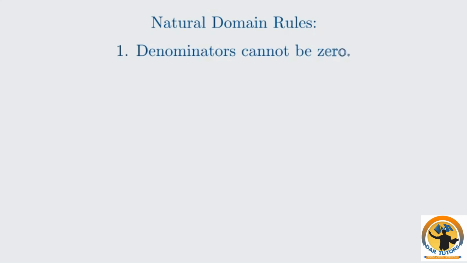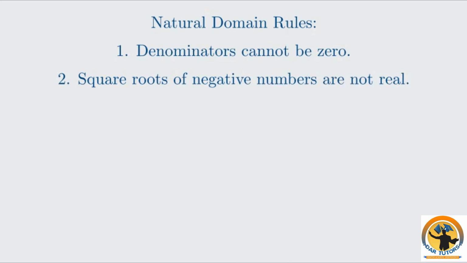Sometimes, the domain of a function is not explicitly stated. In these cases, we use the natural domain, which is the largest possible set of real numbers for which the function is defined. There are two main rules to remember when finding the natural domain. First, you cannot divide by 0. Second, you cannot take the square root of a negative number.